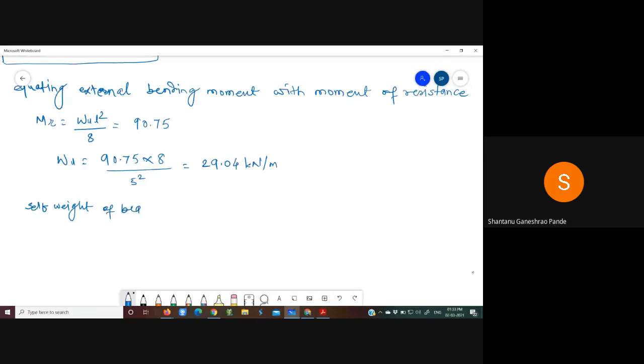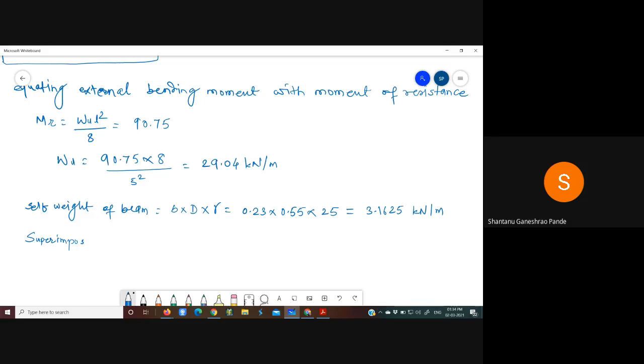Self-weight of beam will be equal to B into D into gamma. Gamma is nothing but unit weight of RCC. So width here is 0.23, overall depth is 0.55, multiplied by unit weight for RCC, which is 25 kilonewton per cubic meter. So tell me the value of self-weight. 3.1625 kilonewton per meter.